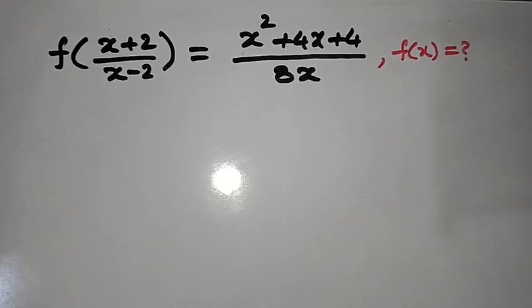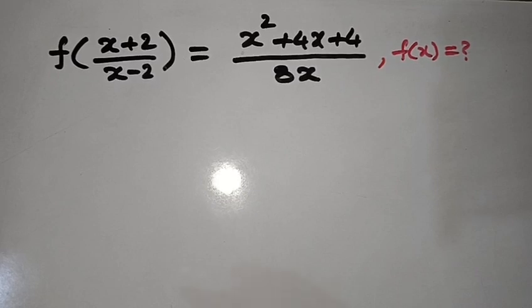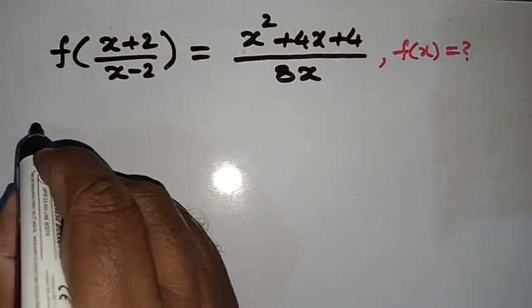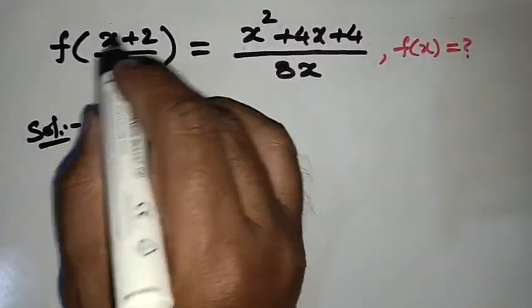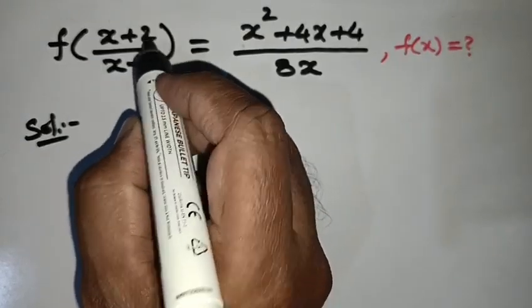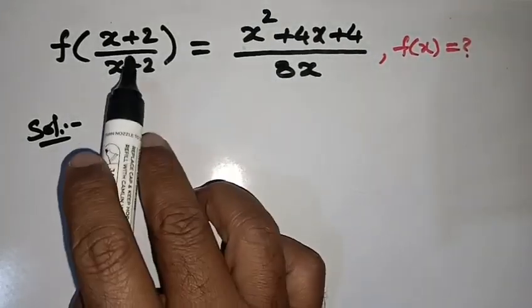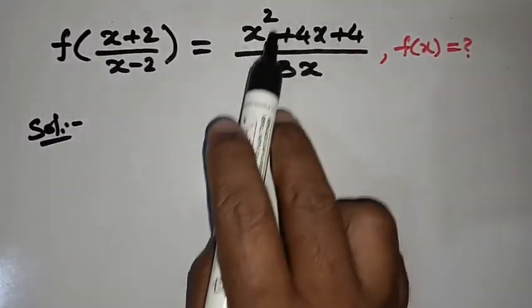Today we are going to solve this problem in which f of (x+2)/(x-2) is equal to (x²+4x+4)/(8x) is given, and the question is find f of x. So actually for problems of this type, the solution is you can take the variable given here, which is (x+2)/(x-2), and now the complete function is in the form of (x+2)/(x-2), but after simplification we got this answer.